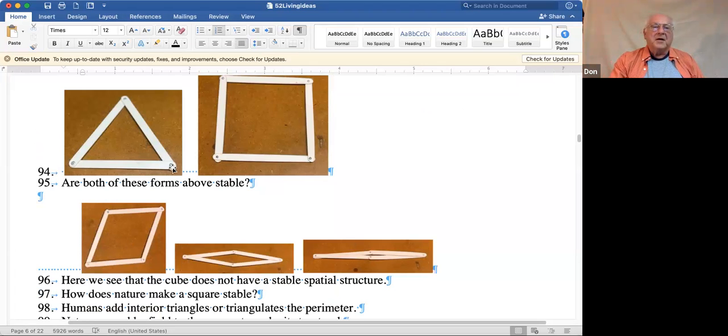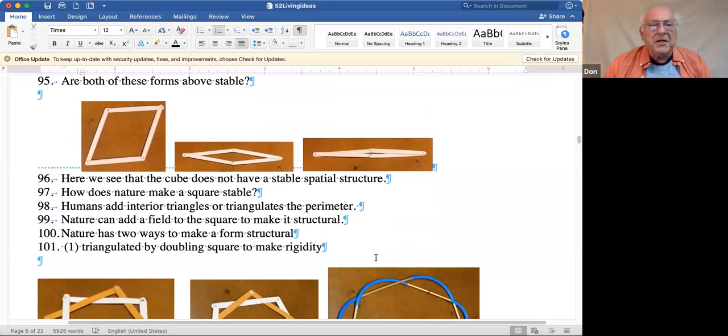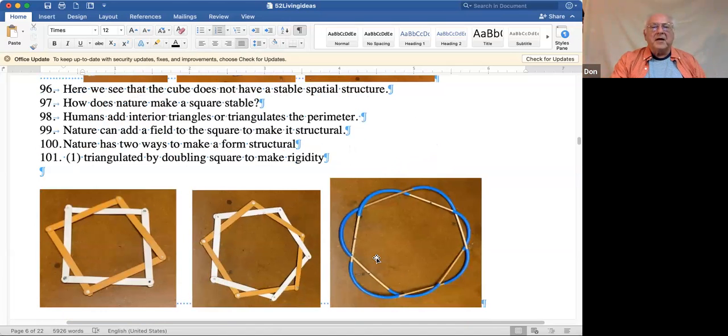These are hinged, little hinges. So these sticks can move independently if they could. And they can't as a triangle, but as a cube, they can move, and this is what can happen. And we just hope you don't live in that form. Now we see that the cube does not have a stable structure. How does nature make a square stable? Humans add interior triangles or triangulate the perimeter and do things like that. They have to introduce the triangle or the tetrahedron to make anything stable. Turns out nature has two ways to make form structural.